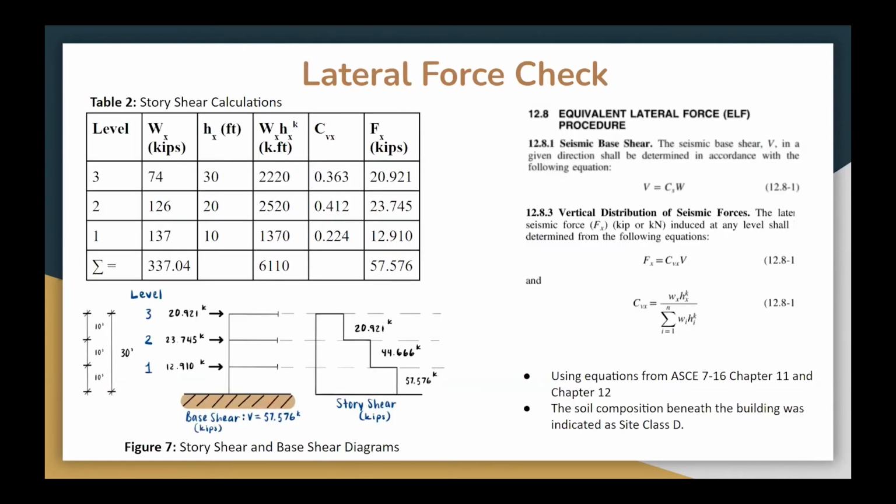For our seismic calculations, we used the equivalent lateral force procedure to calculate story shear. Given that we have 3 levels, our total sum of story shear came out to be 337 kips. As shown below, you can see a base shear diagram. Using ASCE 7-16, chapters 11 and 12, we were able to achieve this. We classified the soil composition beneath the building as site class D.